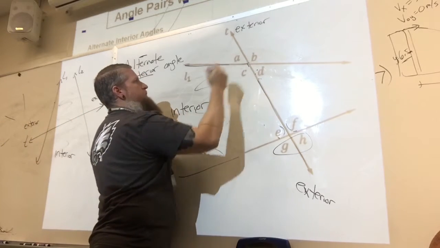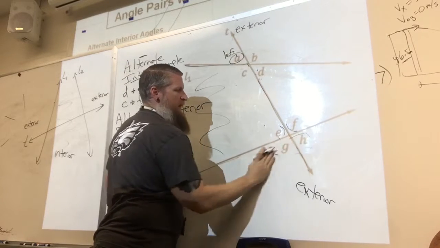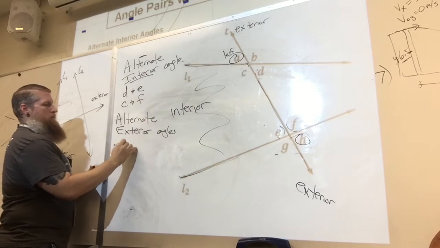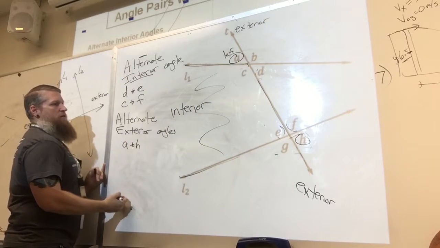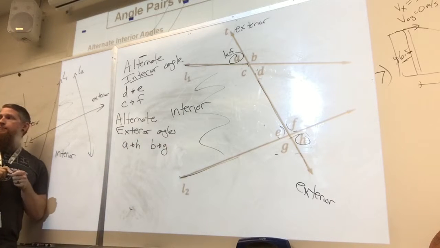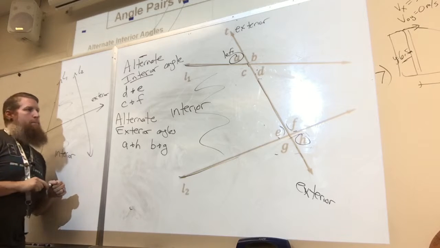So if I look at angle A, that's on the left. Which one would I match it up with down here? H, because it's on the right. So A and H. And then B and G would be the other ones. And that's it, because that's all the exterior angles I have. Okay?